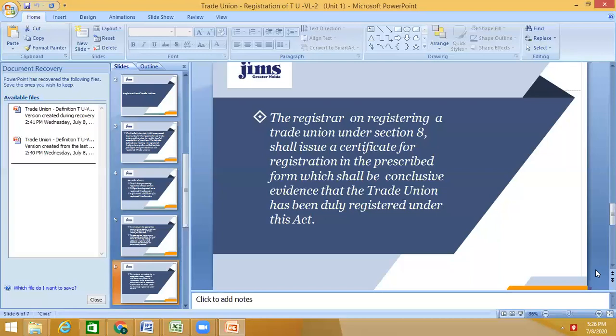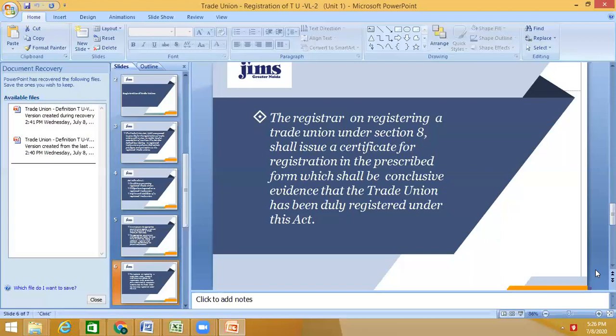And the other important thing is in what manner you will go about dissolving the trade union. So, the manner in which the trade union may be dissolved. All those things, while you are going for the registration of a trade union, you have to keep in mind, which are very important.